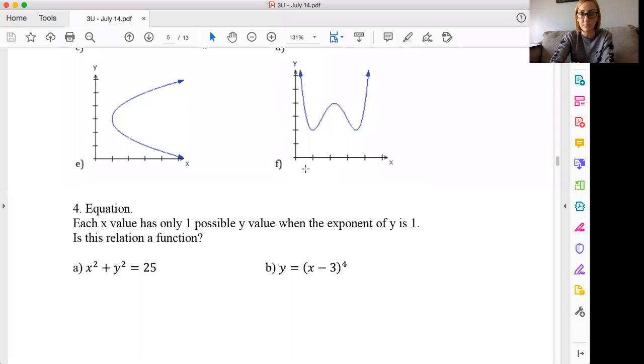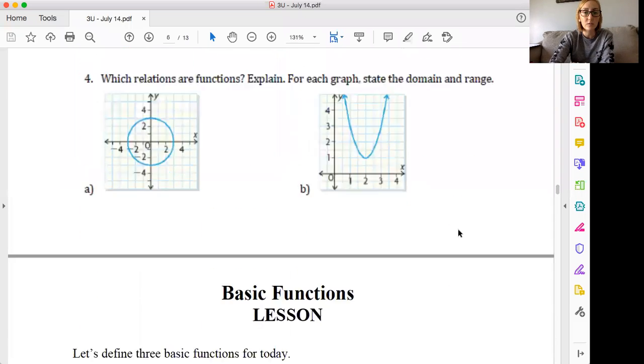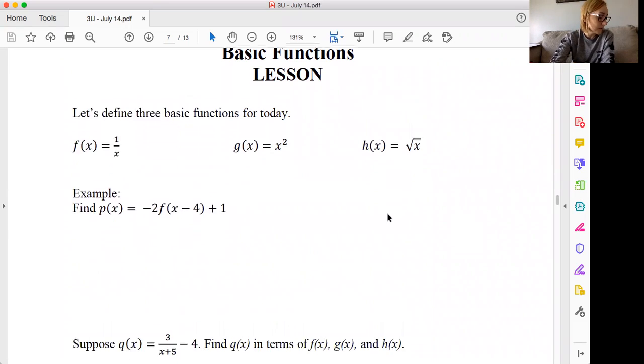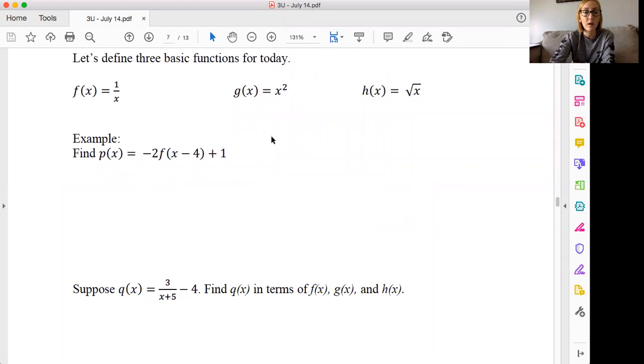Okay, so we are on to lesson 2 for today. We are looking at basic functions. Let's define 3 basic functions for today. The 3 basics that you're going to see are 1 over x, x squared, and the square root of x. We're looking at examples of what happens when we replace x with p of x, or f of x, on the inside.